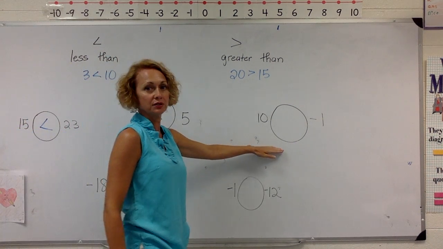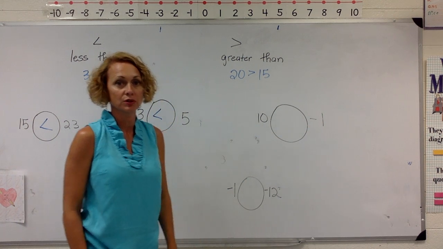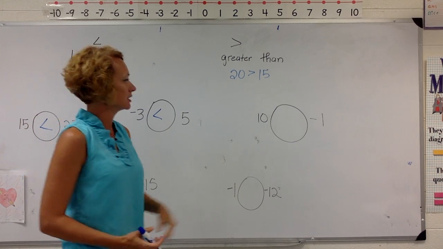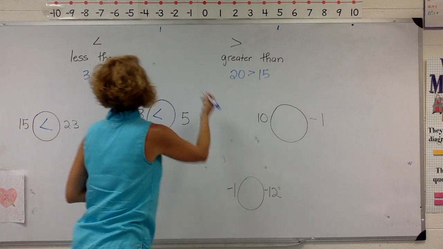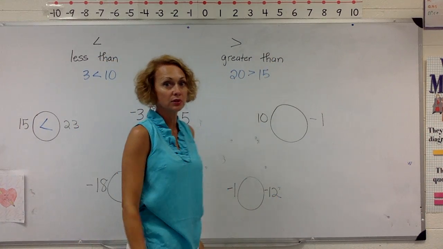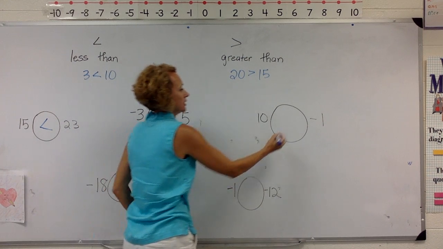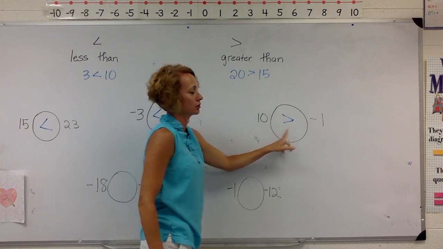Let's go over here to our next one. We have 10 and negative 1 that we're comparing. And I'm going to put an inequality statement in there. So 10 is right here. Negative 1 down here, so I know that 10 is to the right on the number line. It's a larger value, it's greater than. I'm going to point to the smaller value of the 2, and I'll read this as 10 is greater than negative 1.